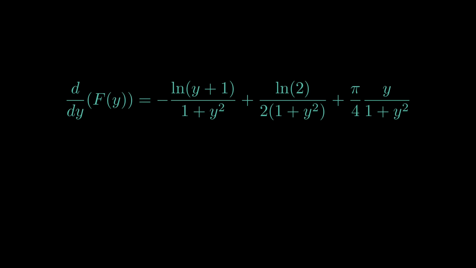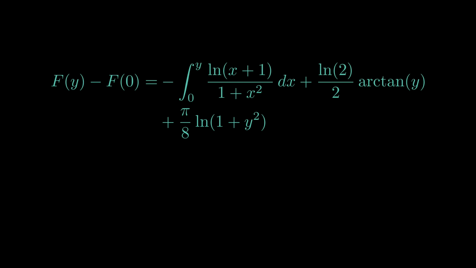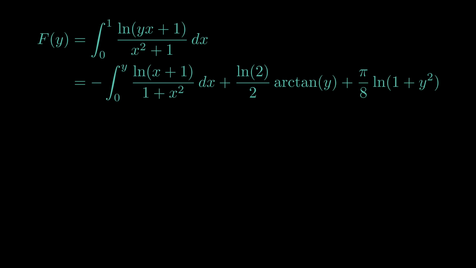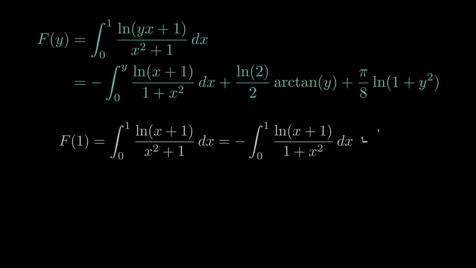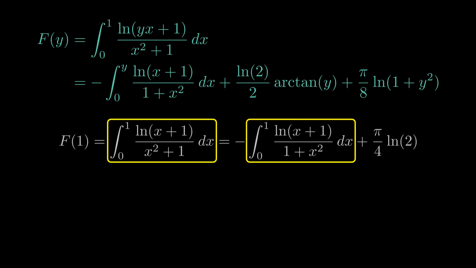At this point, we will integrate both sides between 0 and y, and since we have seen in the beginning that f of 0 is equal to 0, we get the following expression. If we plug y equals 1 into our last result, our integral appears on both sides, and when we solve for it, we get the value of pi over 8 times the logarithm of 2.